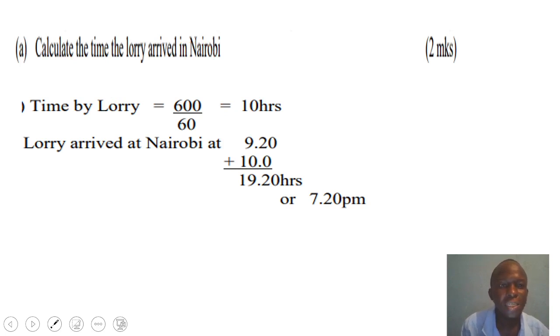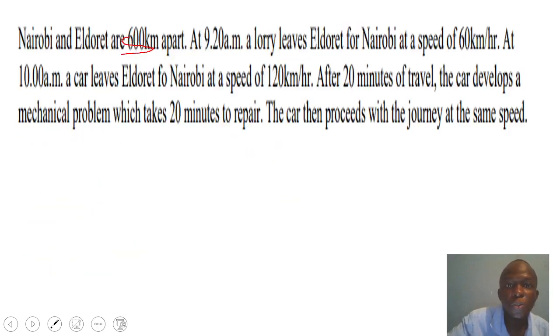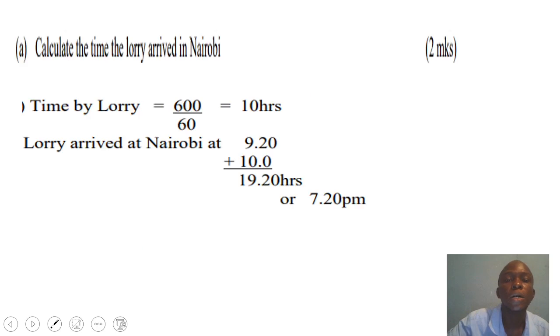But we are asking for the time the lorry arrives in Nairobi. The lorry arrived at Nairobi at which time? The time the lorry started was 9:20 a.m. So we have to add 10 hours to 9:20 a.m., and that is what is happening here. 9:20 plus 10 hours will be 1920 hours in the 24-hour clock system, or 7:20 p.m. in the 12-hour clock system.